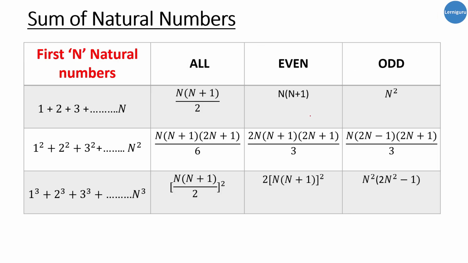Classification of numbers part 2. So here in this chart you can see 9 formulas are written. These are regarding sum of first n natural numbers. This column is regarding sum of all numbers, this is for even numbers, this is for odd numbers. So let's understand these formulas, and I hope you guys know these two formulas.